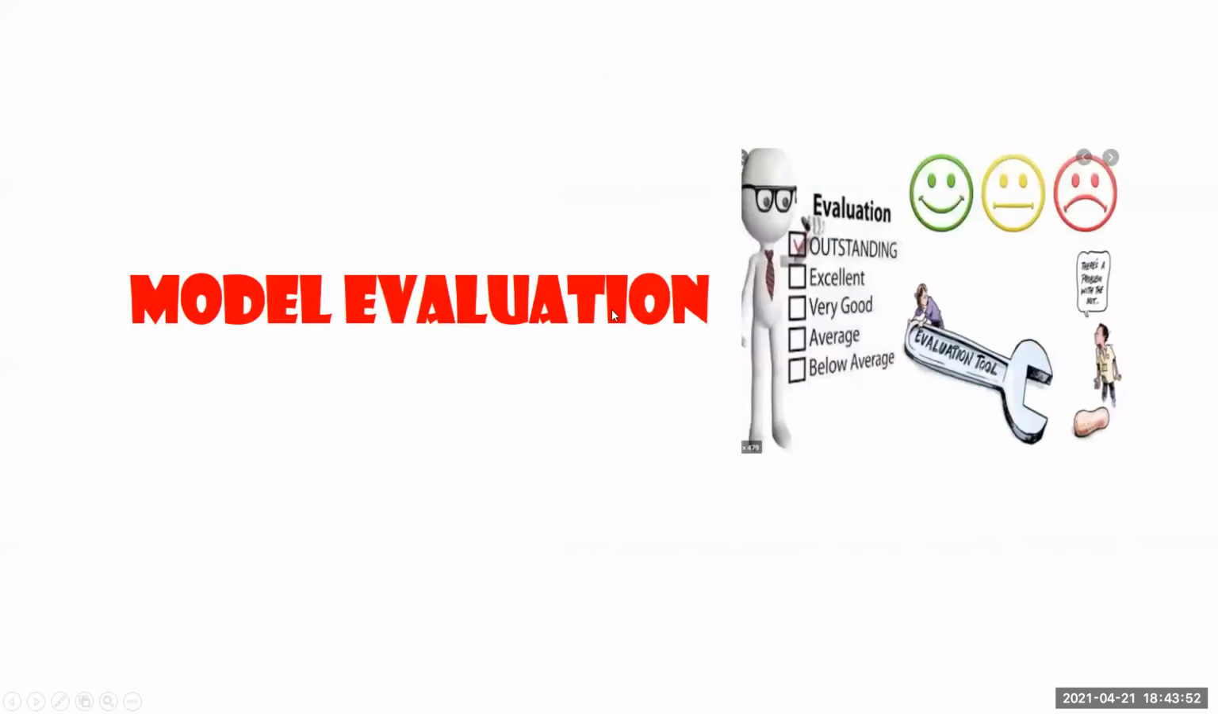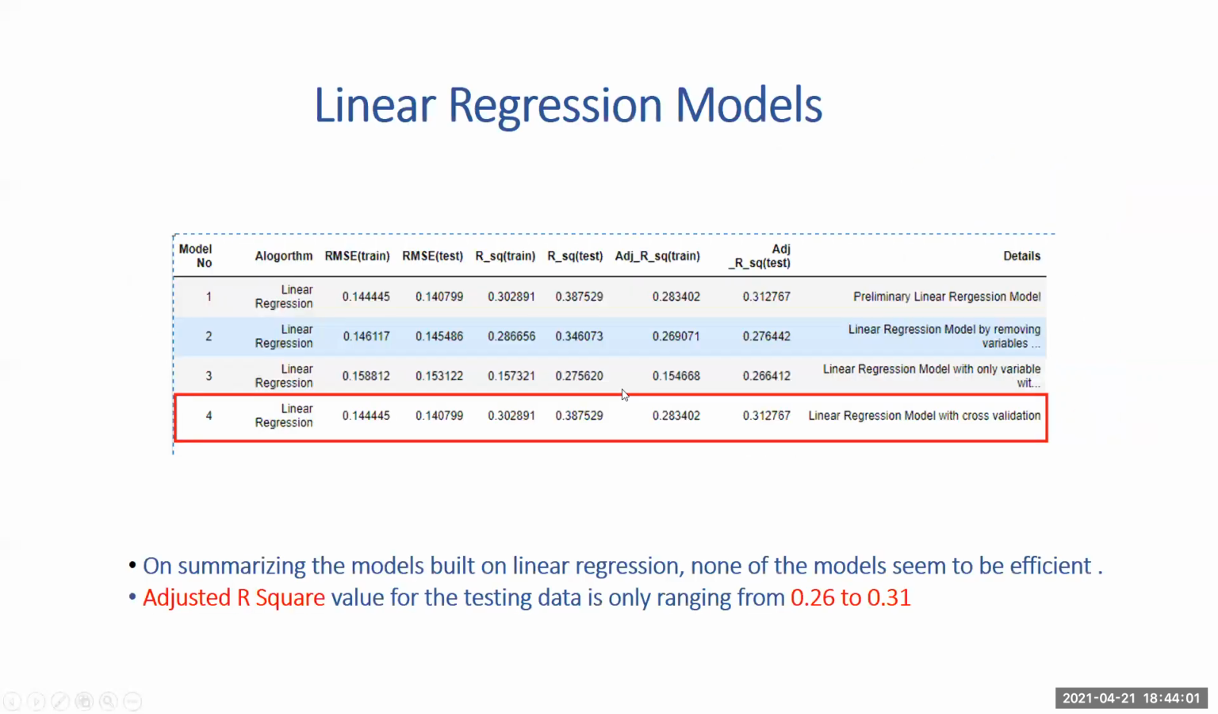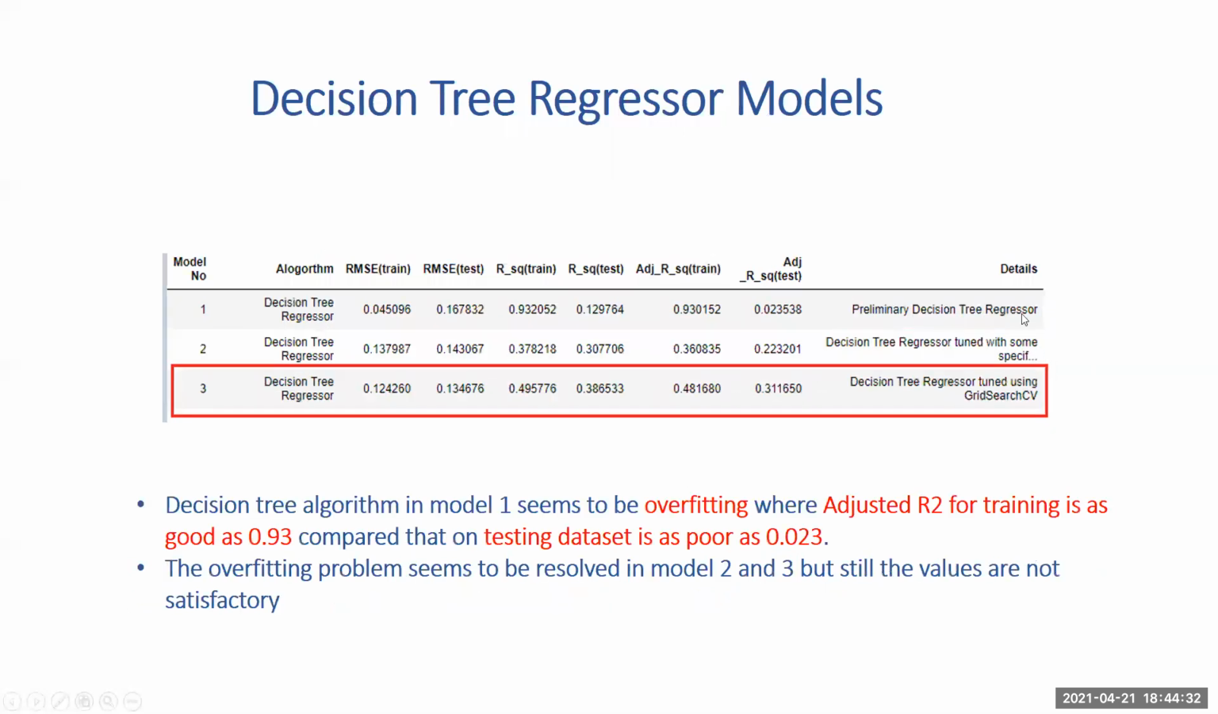So we are going to evaluate some models which were built on both regression and classification algorithms. First we will see some regression models. For linear regression, there were 4 models built, and when we see the adjusted R-square value for the train and test data sets, we didn't get any best result, either by removing independent variables, or by adding only variables which are correlated with the actual productivity, or by doing cross validation. So this is the maximum which we could achieve with the linear regression models.